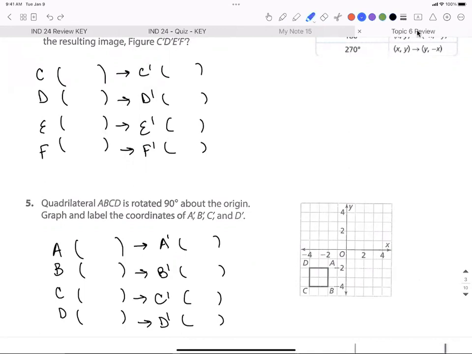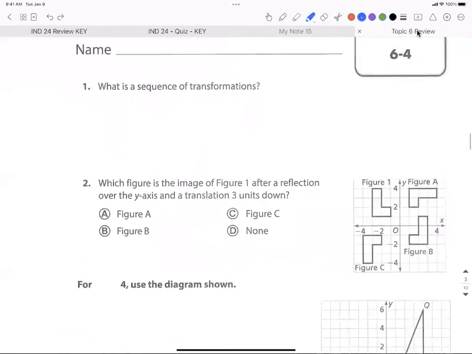All right, move on to 6-4. Make sure you're with me page for page, guys. I want you to make sure your answers are the way they're supposed to be. So everybody should be on 6-4 right now. If you don't remember the definition of a sequence of transformations, where can you go? 6-4 in your workbook. That's why I left each one of those numbers up there so you would know right where to go.